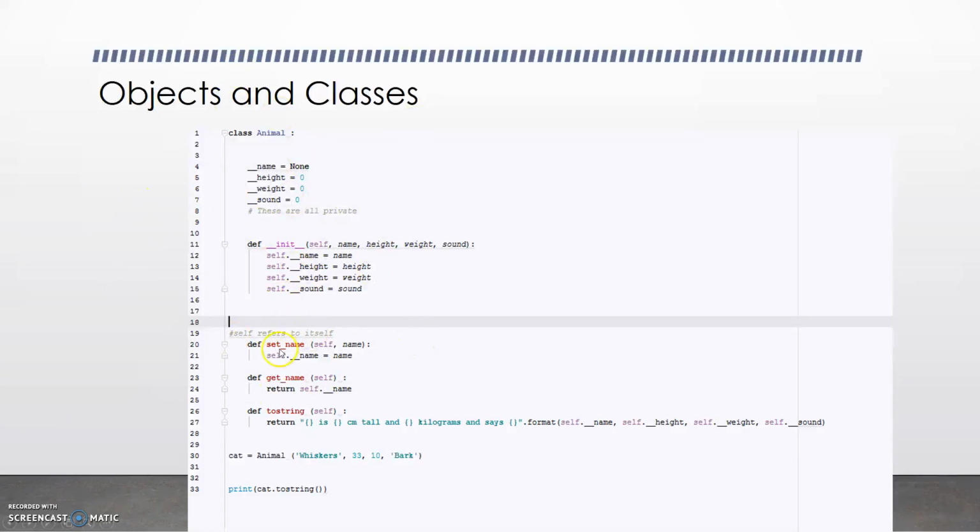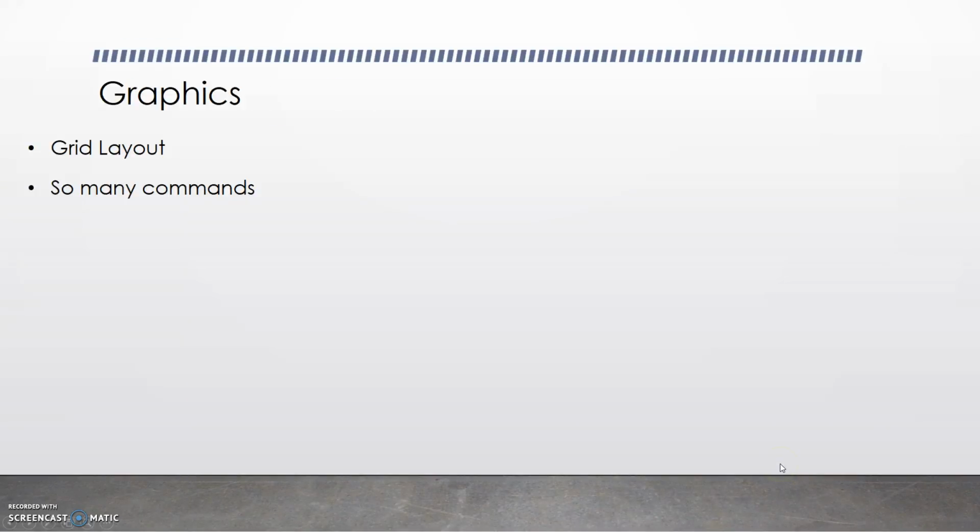And then we have set name, get name. These are like accessors and setters and stuff like that. And then here's an object, cat. Cat is an animal object, and it takes whiskers. Height is 33, weight is 10, and sound, well, it barks. And then we have a toString method down here.